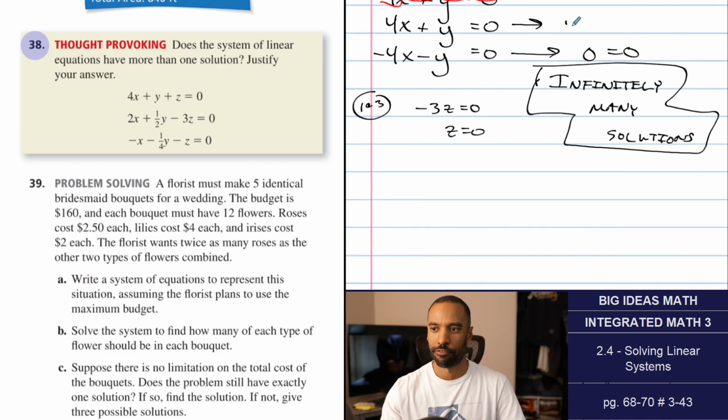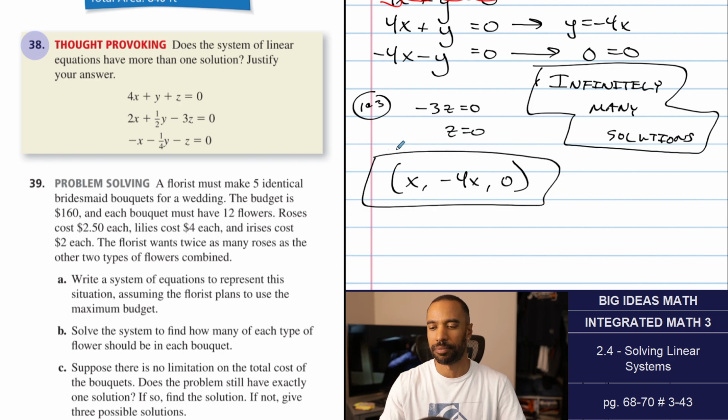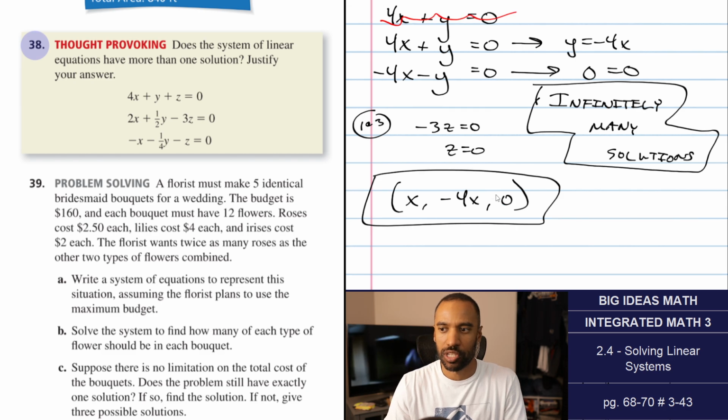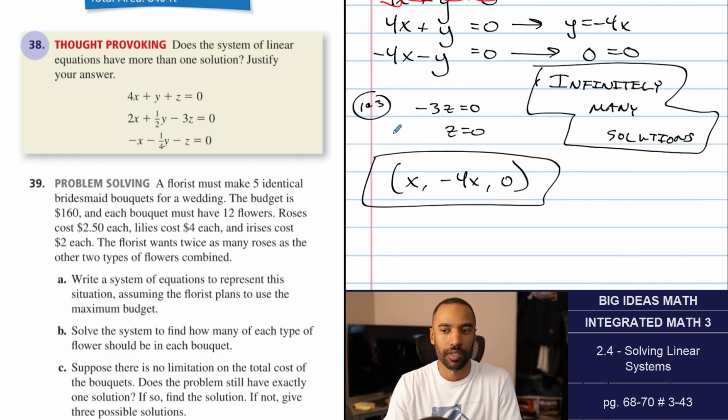Y would be negative 4x. So I'd write my final system as x, negative 4x, and 0, like that. That's where I finish it. Y is based on x, whatever x is, y is whatever. But z is always 0. It has infinitely many. So does that have more than 1? Yes, it is infinitely. Okay, that's number 38.